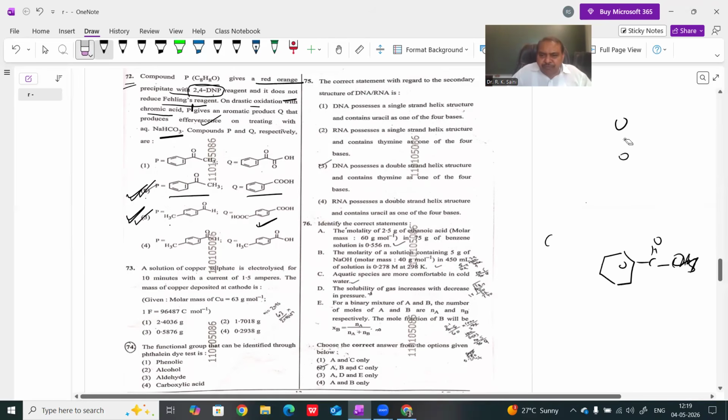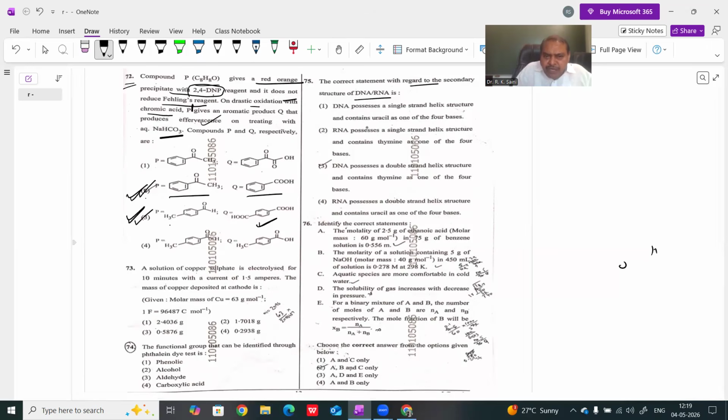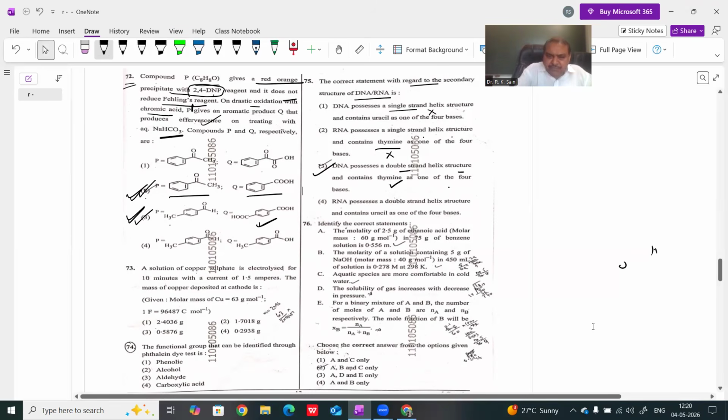Question number 75. Correct statement about the secondary structure of DNA. DNA possesses a single strand. It is incorrect. It is double helical. RNA possesses a single strand helix and contains thymine. No, not thymine, uracil. DNA possesses a double helix structure and contains thymine as one of the bases. This is the correct statement. Next question.